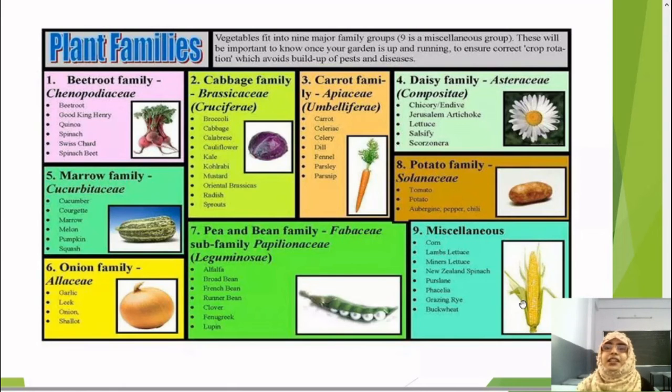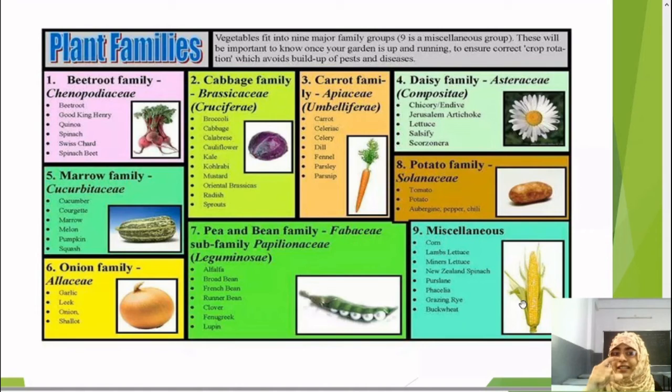So all these are the various kinds of families which have different names, like Chenopodiaceae, Brassicaceae, Apiaceae, Fabaceae, Solanaceae, Compositae, Asteraceae. How these organisms are divided according to families, you will be studying further in the later chapters. But according to their genus name, their species, their characters, these organisms are kept under a single family.